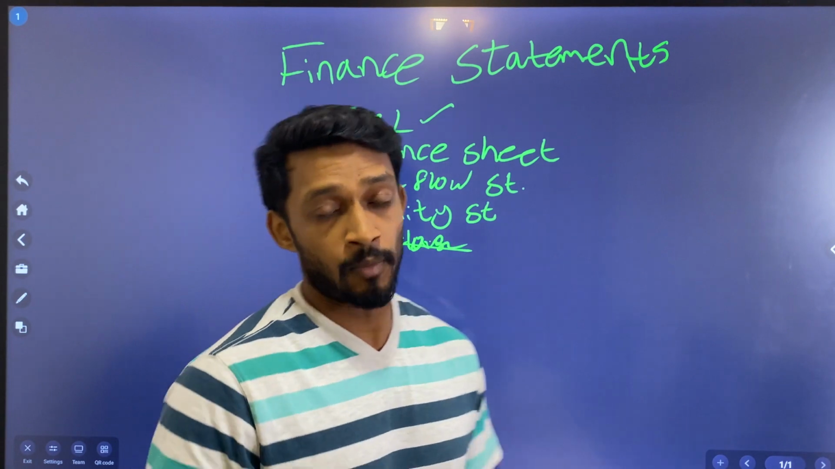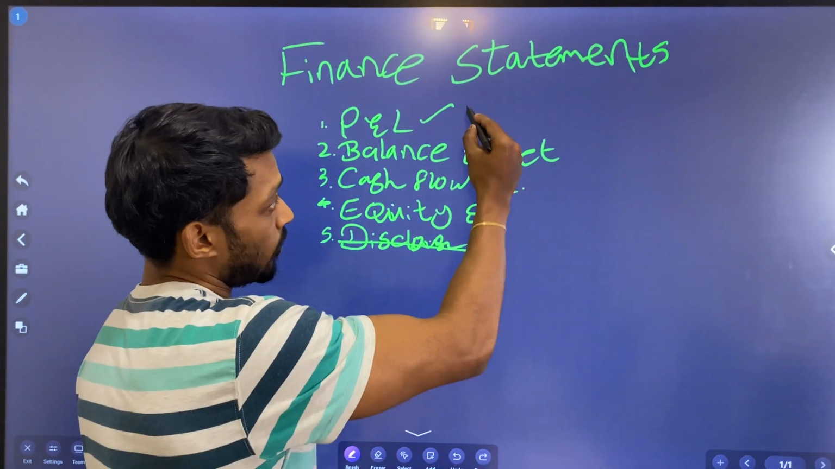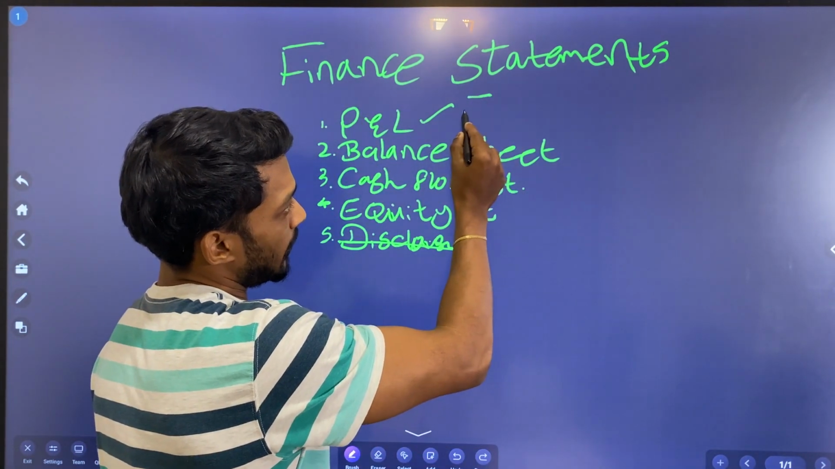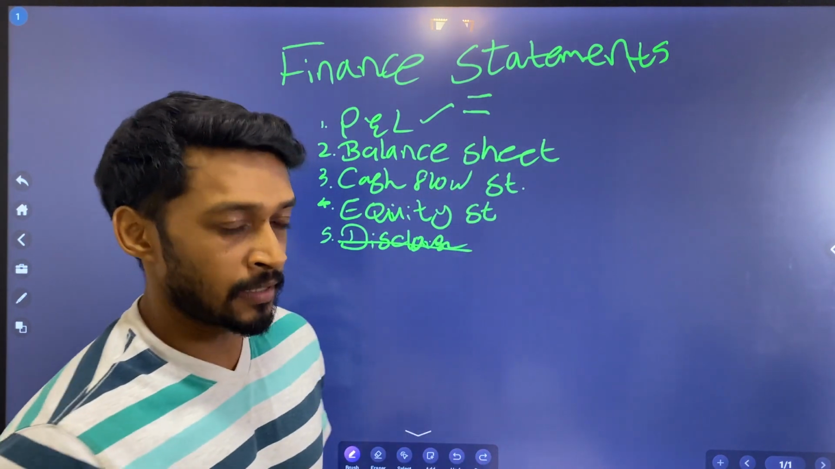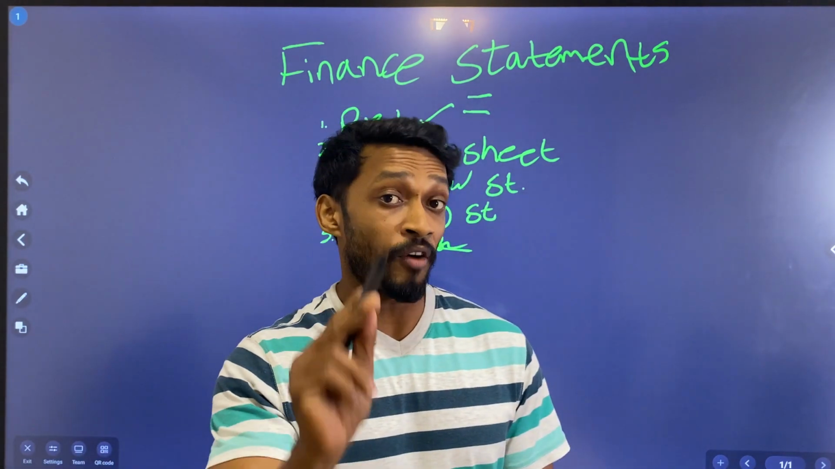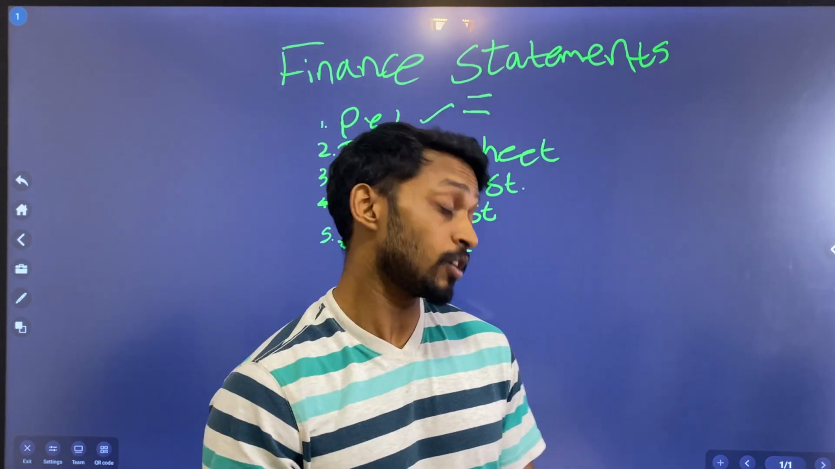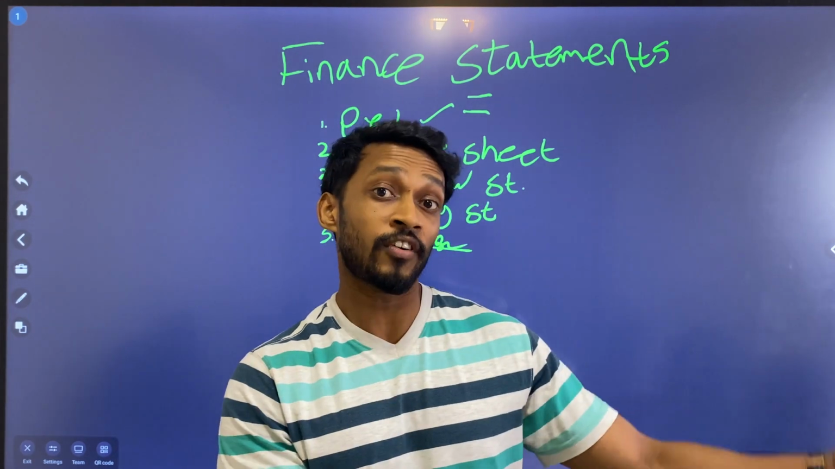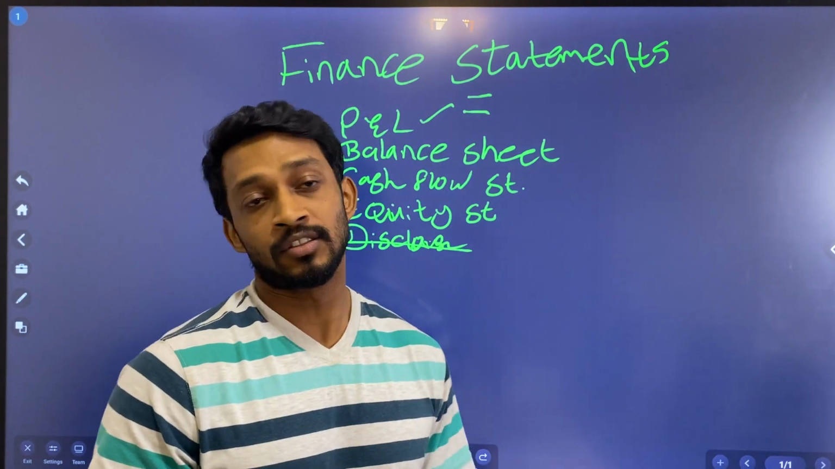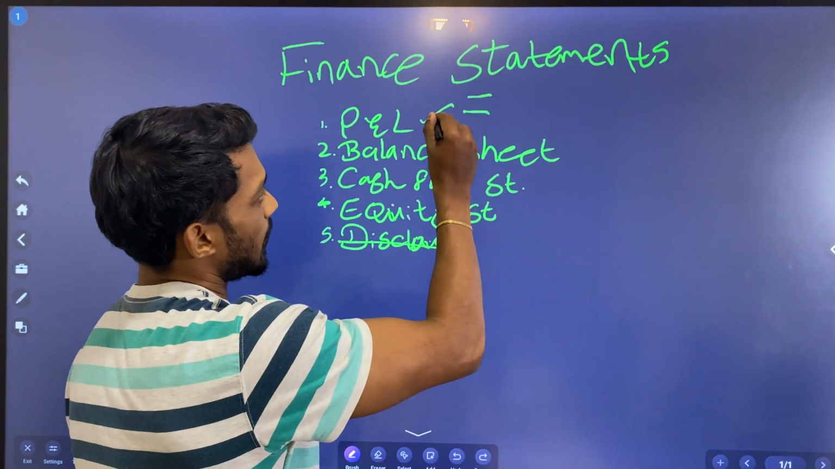But in the P&L, the income statement or profit and loss, we normally record incomes and expenses, and based on income and expenses we can see the profitability of the company. We can see the operating profit, we can see the gross profit, and we can do a lot of ratio calculations based on this P&L.